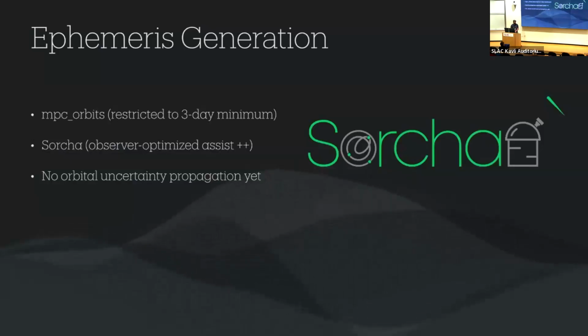We do this using a tool called SORCA. It's a survey simulator that does a whole lot more than ephemeris generation, but it also does really efficient ephemeris generation if you're an observer. Really, really good. We aren't propagating any orbital uncertainties at the moment. We're doing on-sky uncertainty matching. So take associations of objects with high ephemeris uncertainty with a grain of salt.